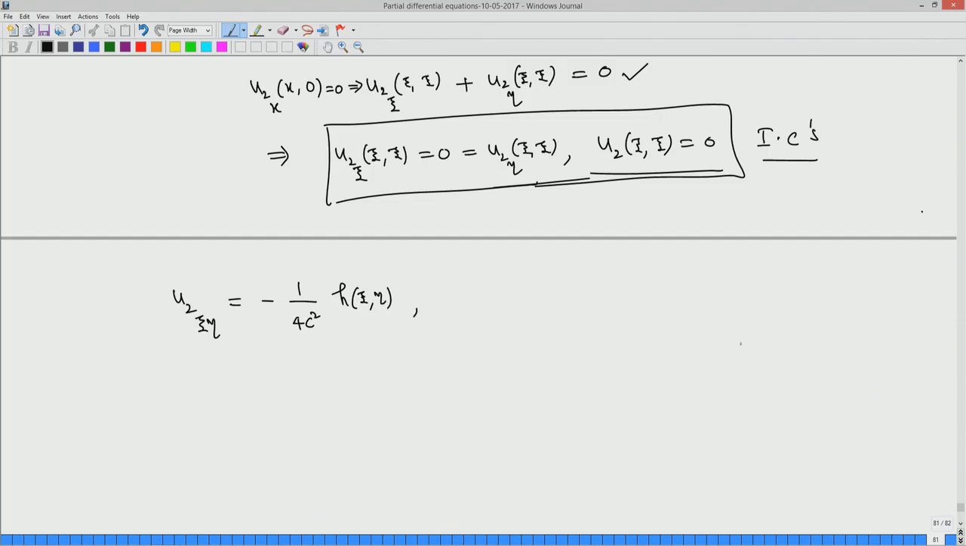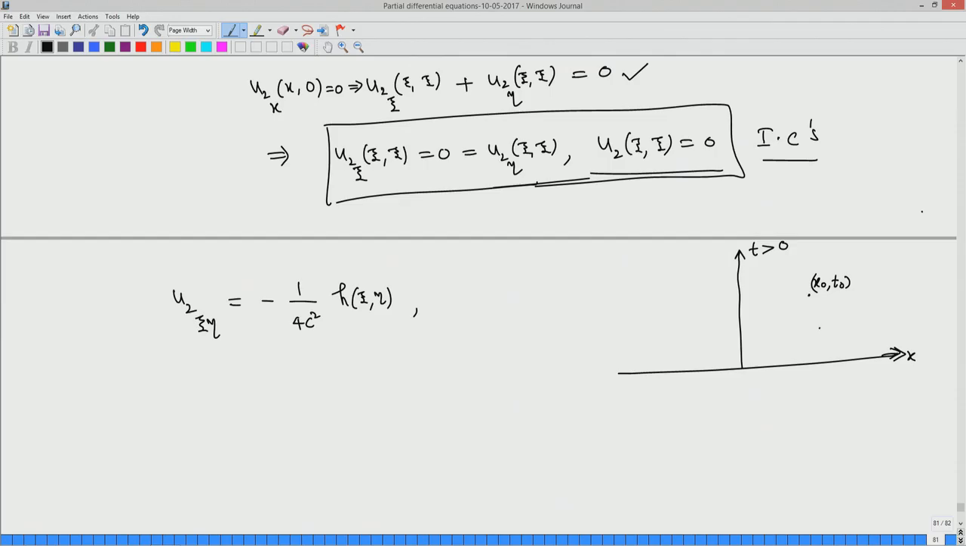So, your full x is the full real line and t is positive. This is your x. If you want the solution at some point, let us say some x naught, t naught, we have to define something like a domain of dependence and domain of influence.